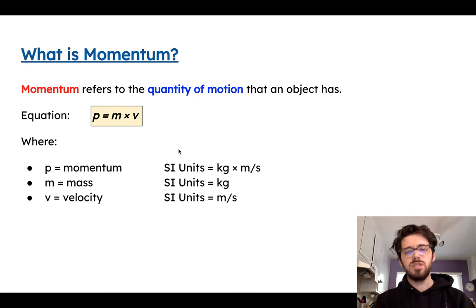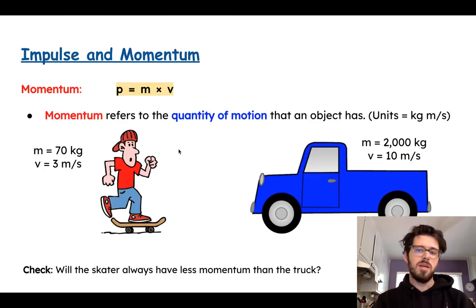Just to make sure that you're following along with me, I have an example for you guys. My example is a skater. The skater is over here on the left-hand side, and the skater has a mass of 70 kilograms and a velocity of 3 meters per second. And the truck has a mass of 2,000 kilograms and a velocity of 10 meters per second.